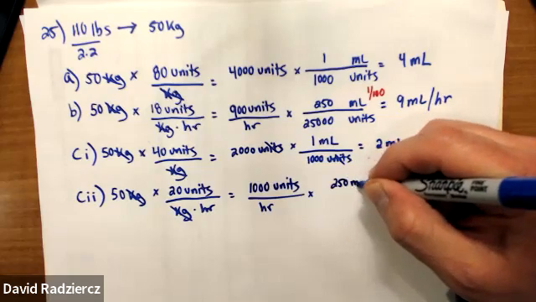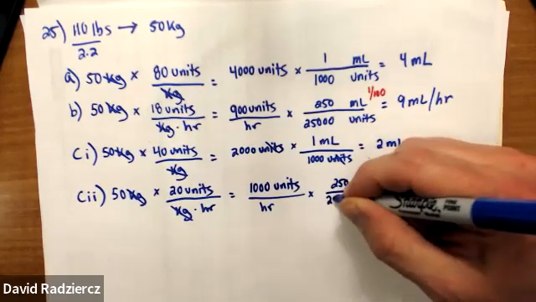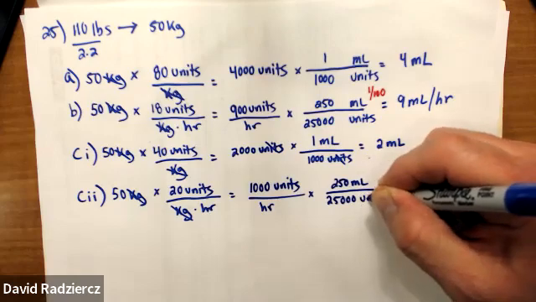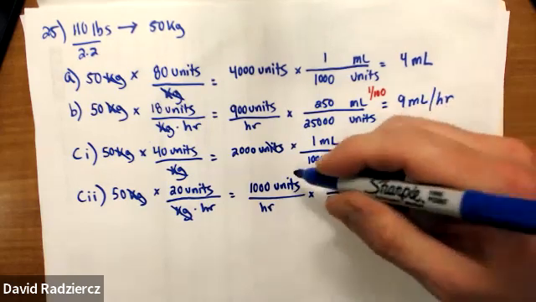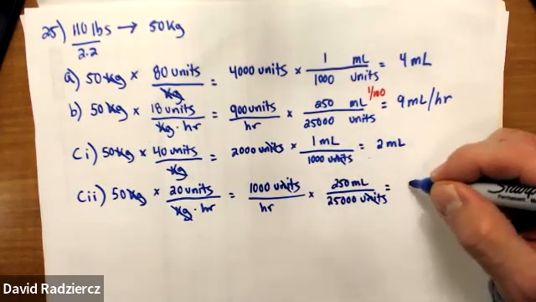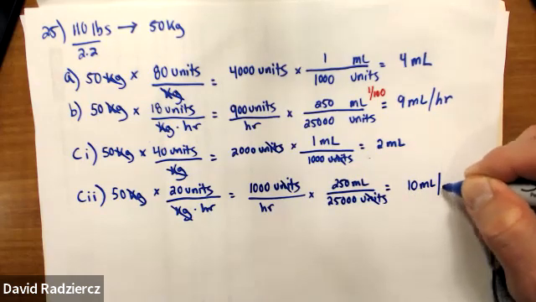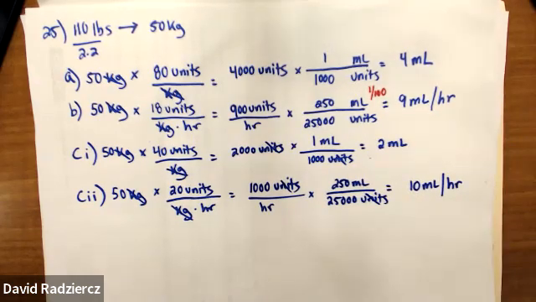So the 250 ml, 25,000 units. Remember, that's the same thing as 1/100. So my new infusion rate would be 10 milliliters per hour.